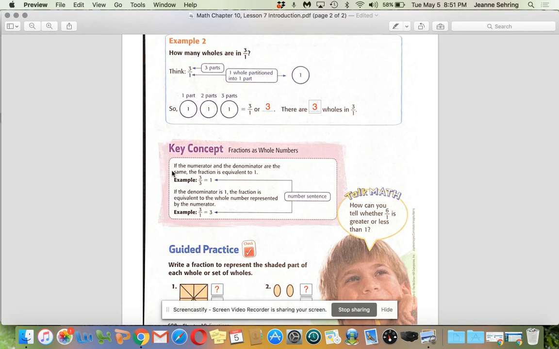So here they give you an example of the main idea that you're trying to learn in this lesson. 3 over 3 equals 1. 3 over 1 equals 3. And guess what? Guess what 10 over 1 equals? 10. Guess what 22 over 1 equals? That's right, 22. Guess what 498 over 1 equals?